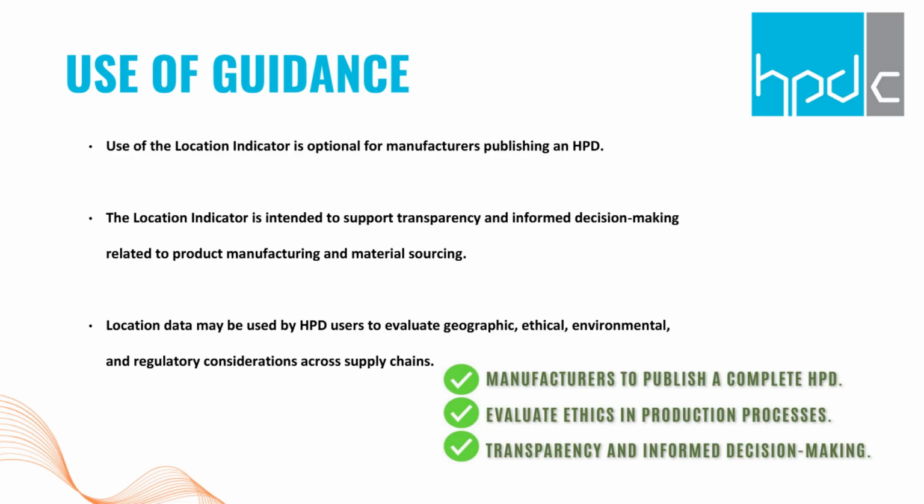It's important to emphasize that the use of the location indicator is optional for manufacturers publishing an HPD. However, it is highly encouraged as it supports transparency and helps HPD users make more informed decisions. This location data can be valuable for evaluating geographic risks, such as those related to natural disasters or labor practices, environmental justice considerations, regulatory exposure, and ethical sourcing concerns. Ultimately, the more information shared about where materials and products originate, the more responsibly and sustainably project teams can specify materials.